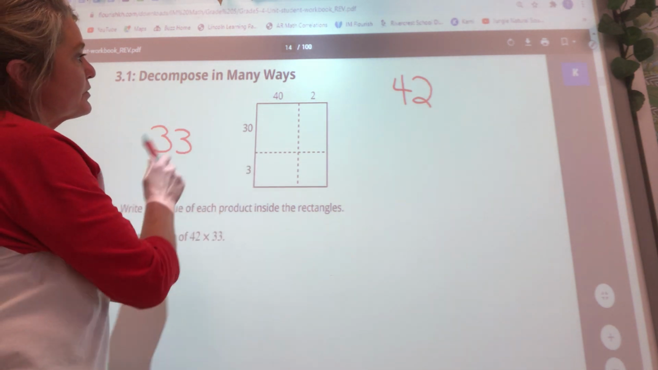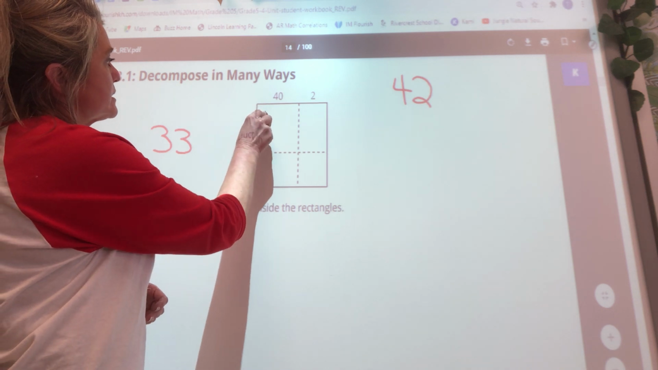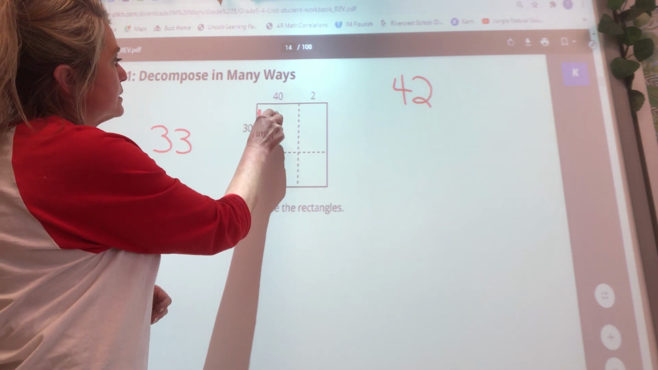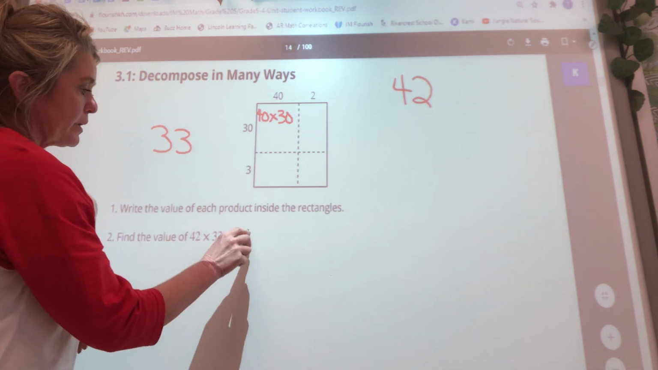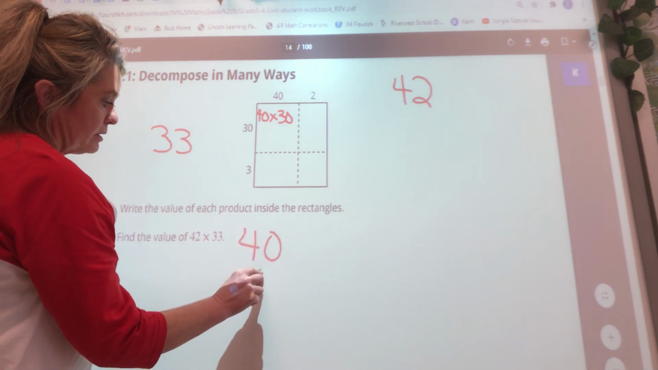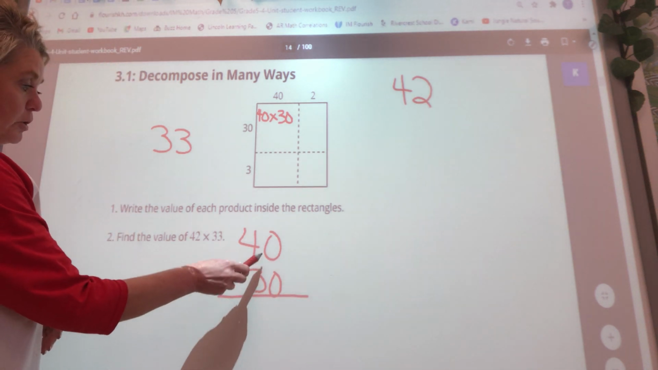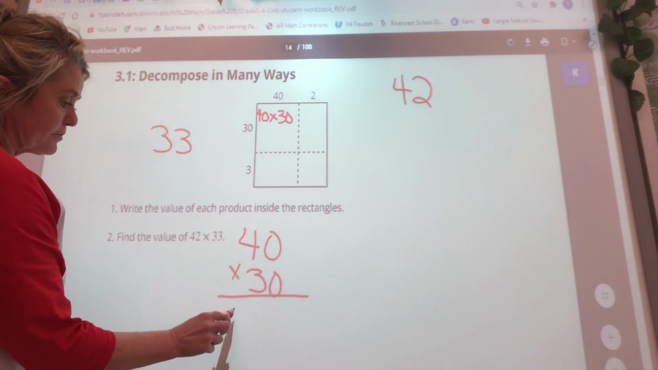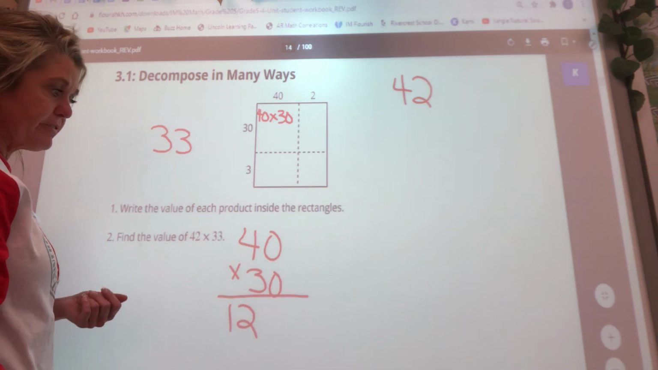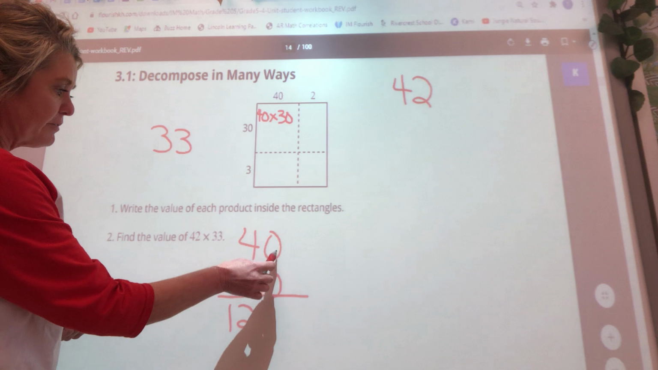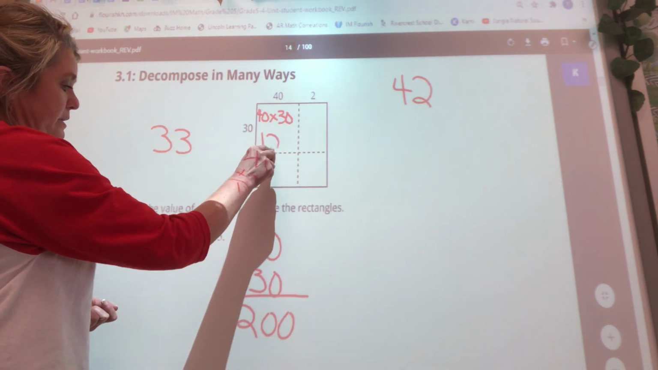So if we look at this first rectangle, the two numbers associated with this first rectangle are 40 times 30. And we know from quick math tip, we can multiply our whole number parts. 3 times 4 is 12. And then how many zeros do we have that we haven't done anything with? We have 1, 2. So we add that many zeros.